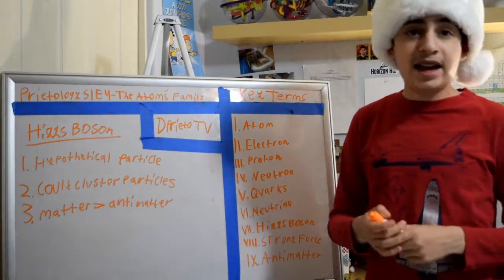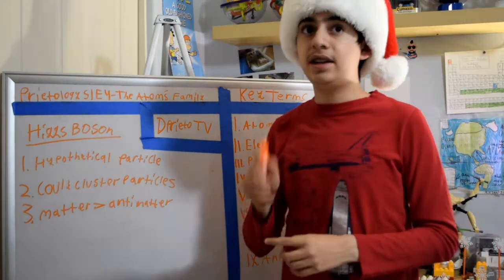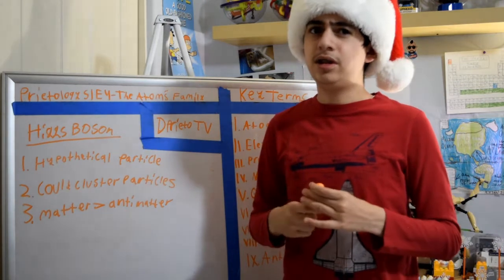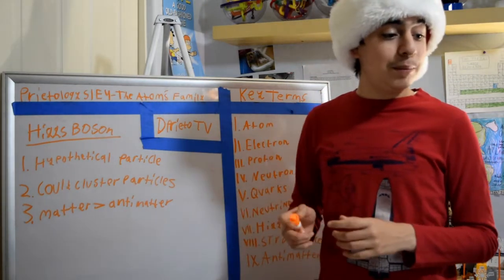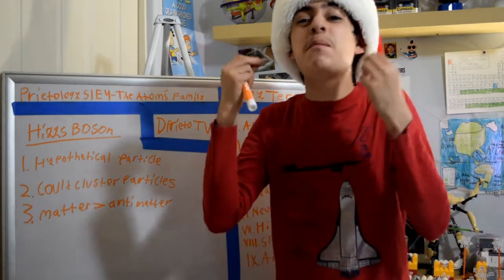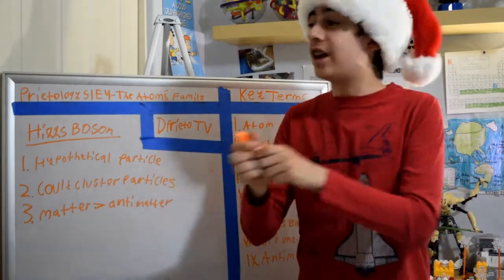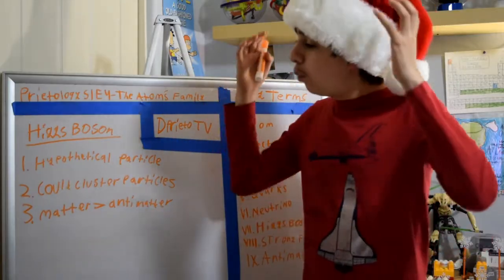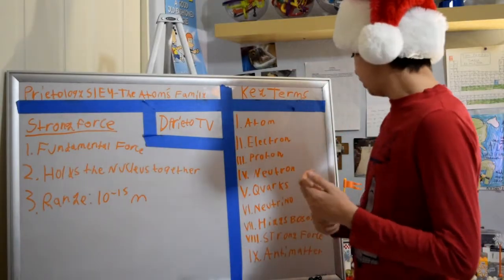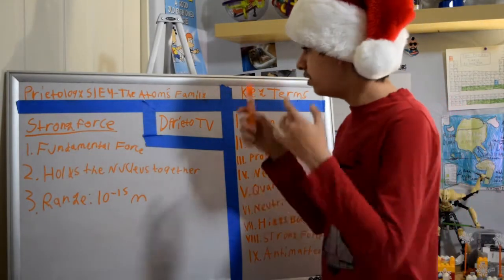Fun fact, the energy of the beam that made it, and I think it was made in the Hadron Collider in Switzerland, the beam that made it was 350 megajoules. 350 million joules of energy. What? Alright, so our second to last term is strong force.